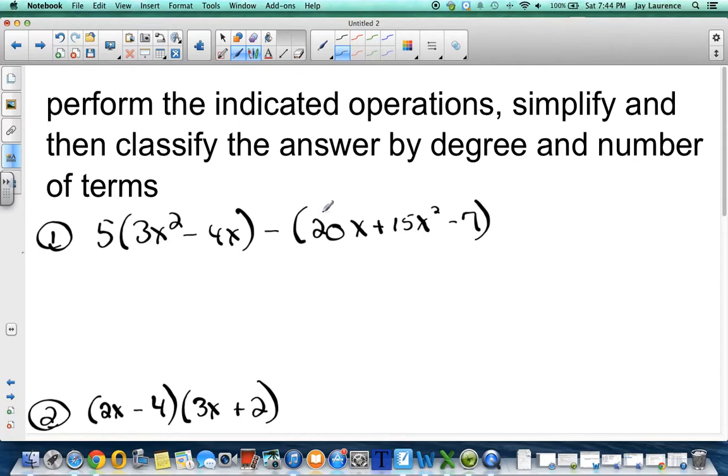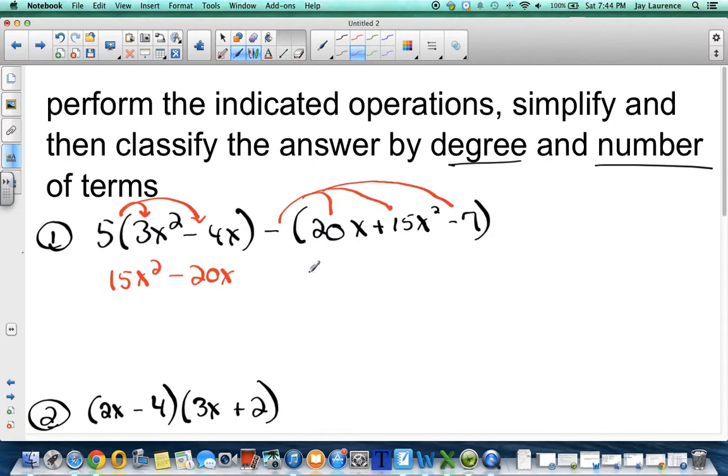All right, let's see here. We have to perform the indicated operations, simplify, and then classify the answer by degree and number of terms. All right, looks like I need to do a little distribution here, so I'm going to multiply, and so I'm going to get 15x squared minus 20x. And then I got to distribute this negative here, and here, and here. And when I do that, I'm going to get a negative 20x. I'm going to get a negative 15x squared, and then I'm going to get a positive 7. And so, combining like terms, these are going to cancel. This will give me a negative 40x plus 7.